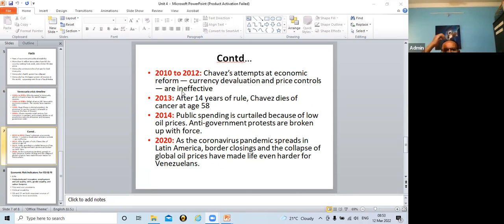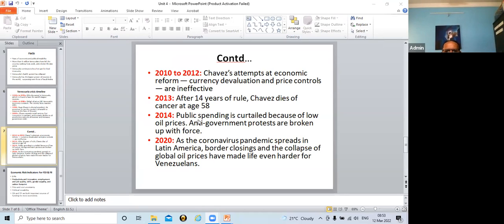He tried to go for some new economic reforms during these 2 years, but again, the reforms could not work. Currency devaluation continued. The prices were also very high, so the people faced hardship. And then unfortunately in 2013, after 14 years of rule, Chavez died at the age of 58.